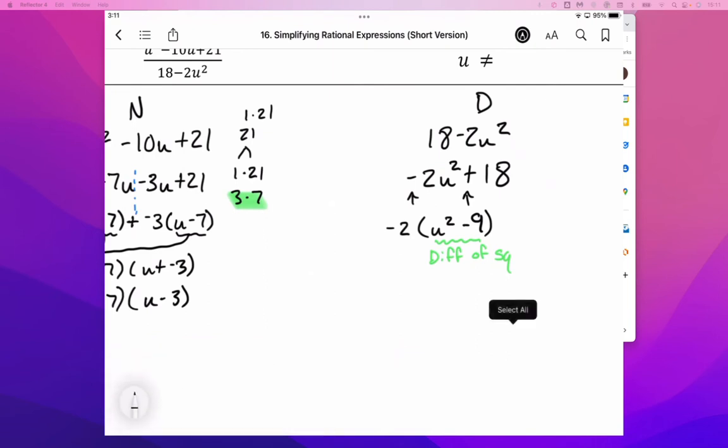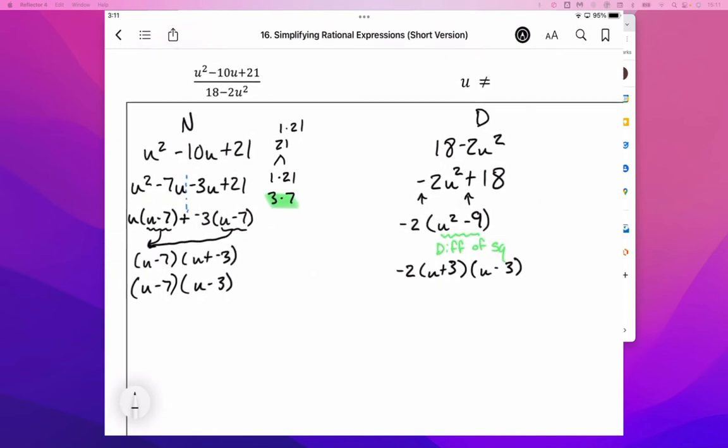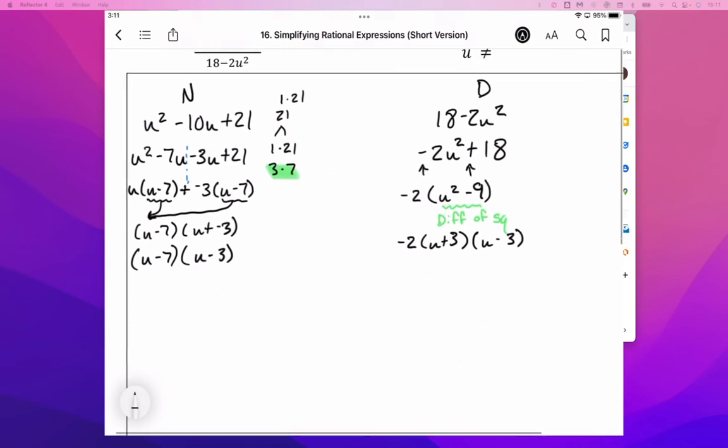And that's a difference of squares. And u squared, the square root of u squared is u. The square root of 9 is 3. So it's going to be really easy to factor this because we have u plus 3 and u minus 3. And again, if you're having trouble with the difference of squares, I believe lesson 11 was the one, or lesson 10 was the one that was on difference of squares. It's worth reviewing because it will make all of this so much easier.